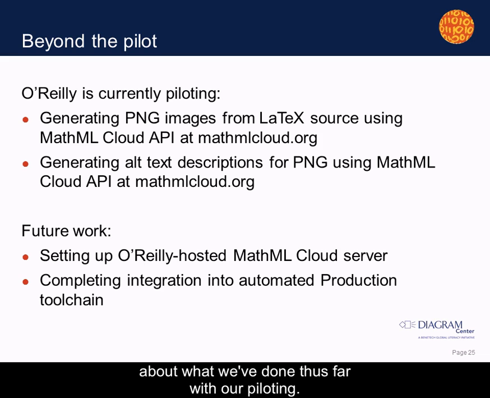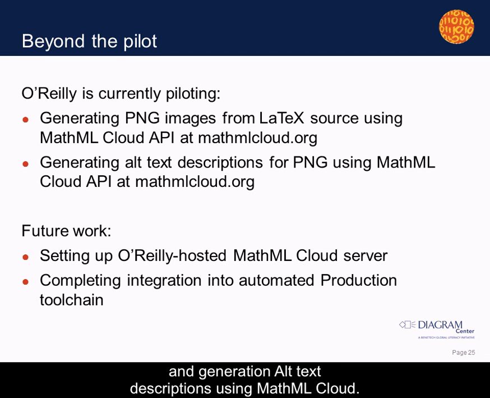And I wanted to talk a little bit about what we've done thus far with our piloting. So far, we've been piloting MathML Cloud for a few months now. And what we're currently piloting is the generation of PNG images from LaTeX source and generating alt text descriptions using MathML Cloud. We recently released our first ebook, our first EPUB, for one of our math-intensive books that used MathML Cloud's API to generate the alt text descriptions. So I was really excited that we've now improved our accessibility for our ebooks.